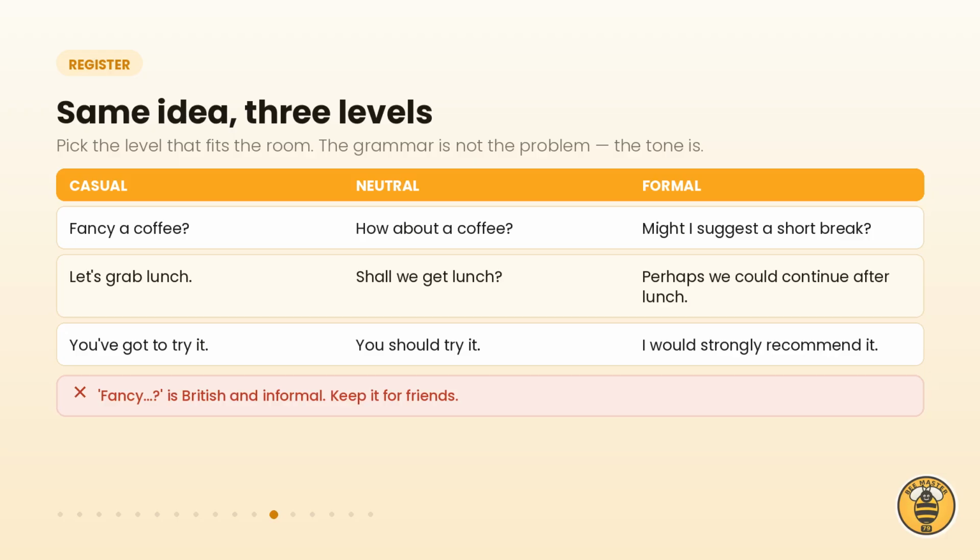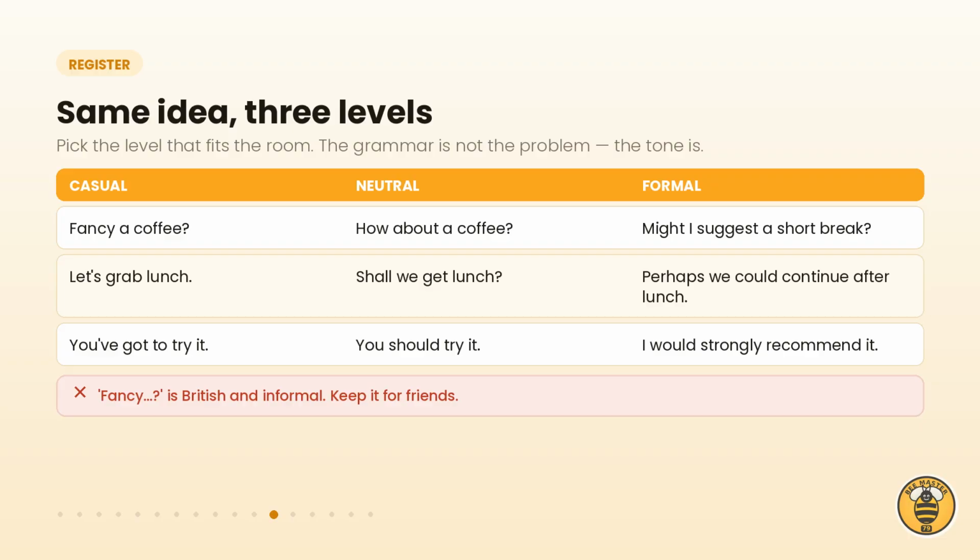Same idea, 3 levels. Casual: fancy a coffee? Neutral: how about a coffee? Formal: might I suggest a short break? Or let's grab lunch. Shall we get lunch? Perhaps we could continue after lunch. And you've got to try it. You should try it. I would strongly recommend it.